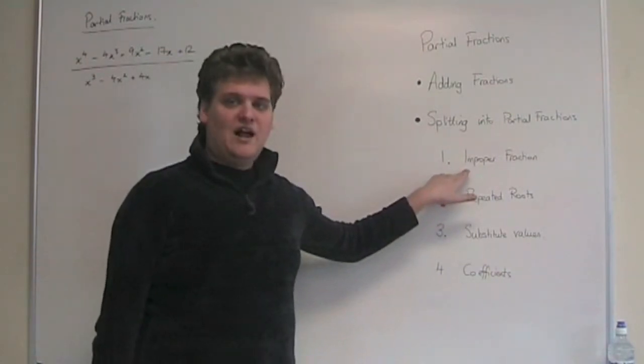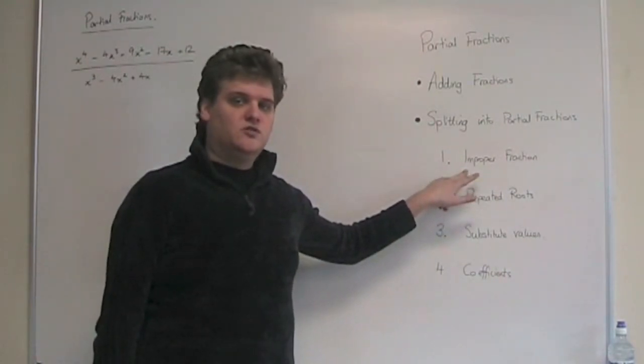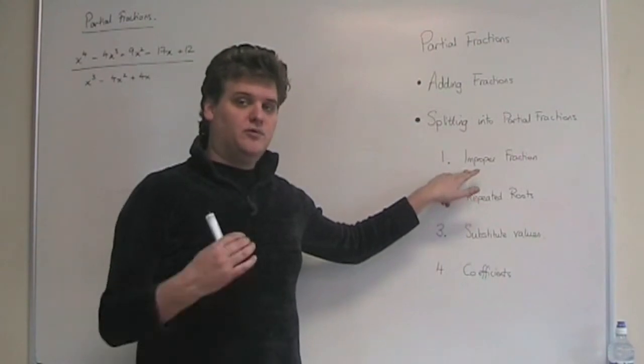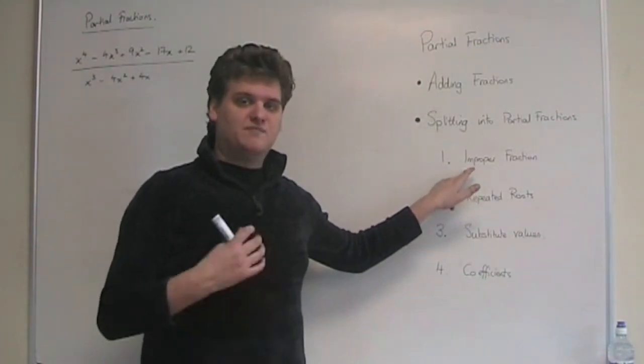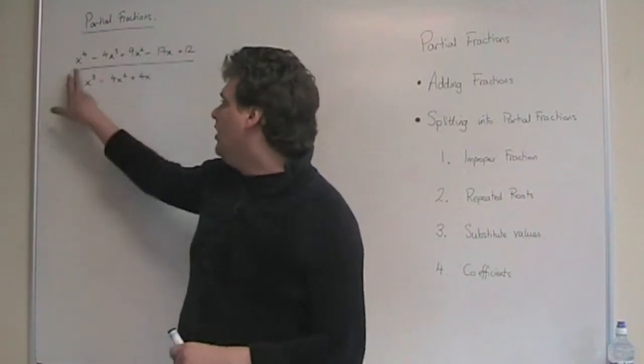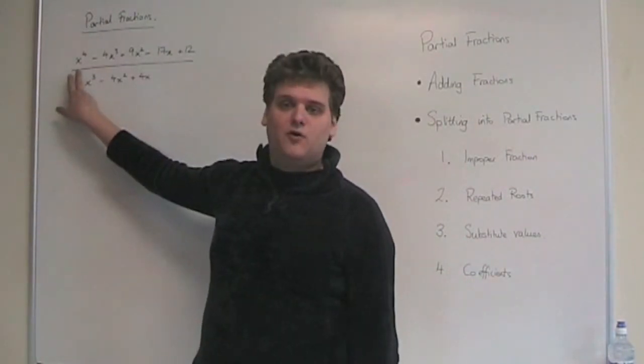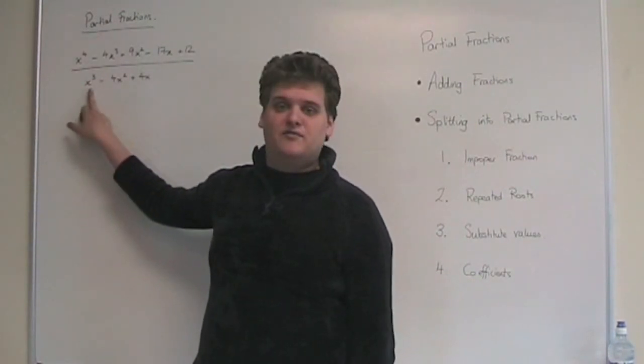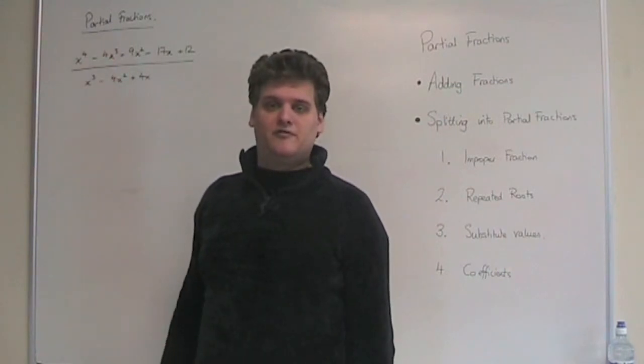So the first step, have we got an improper fraction? To check this, we need to check the degree of the numerator and the degree of the denominator. What's the highest power of x? Here we have x to the power of 4, here we have x to the power of 3. So this one is an improper fraction.